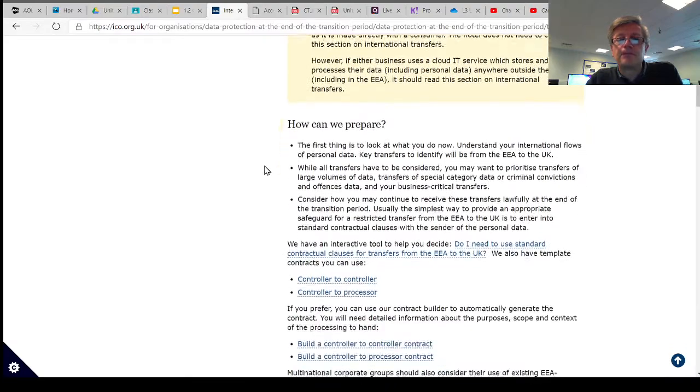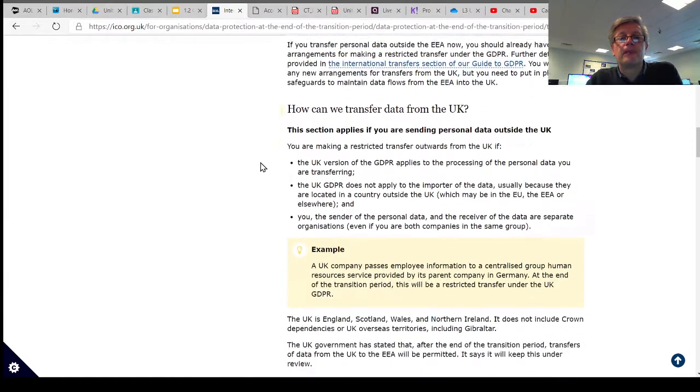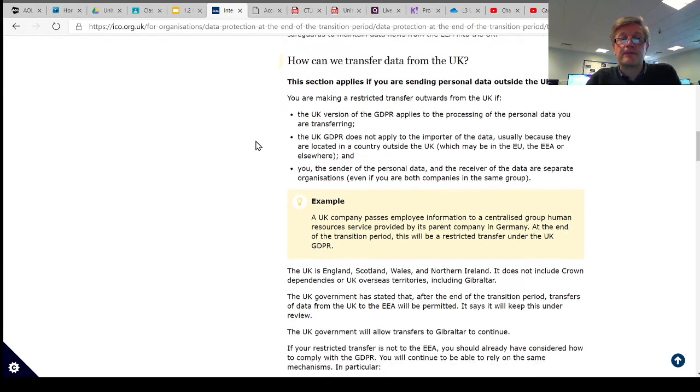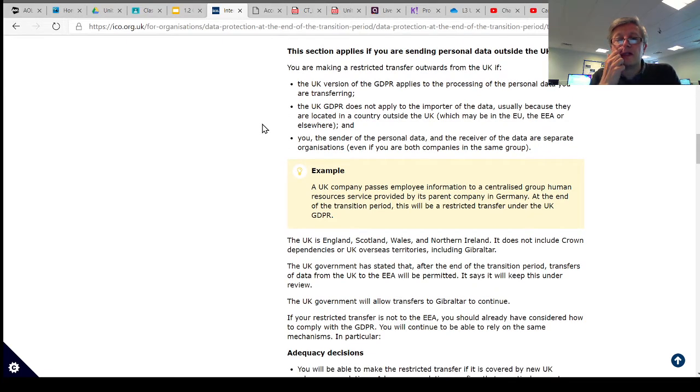So if we scroll down, we can see there are some changes, okay? And this section relates specifically to moving data outside of the UK. So it tells us quite clearly the UK version of the GDPR applies to the processing of personal data you are transferring. It does not apply to the importer of data because they're located in a country outside of the UK, such as the EU or somewhere else. And you, the sender of the data, and the receiver of the data are separate organizations.